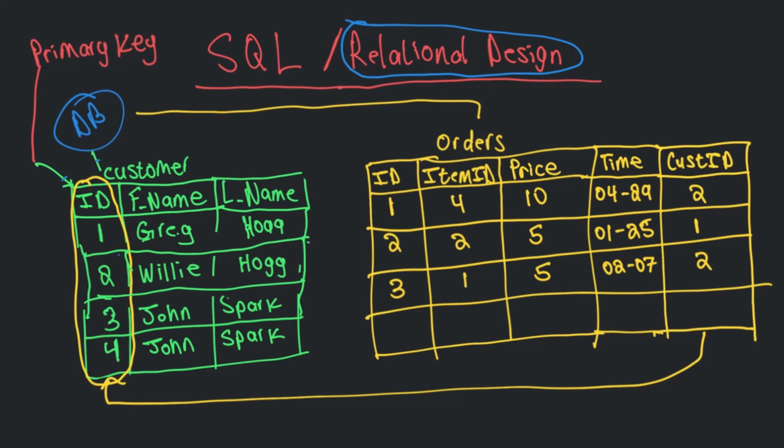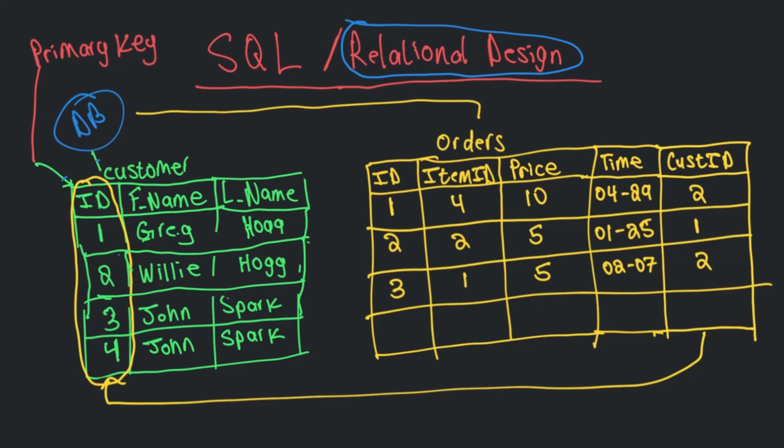Okay, so we have 3 rows in our orders table, 3 unique different orders where item 4 was bought and the price was 10, the date was April 29th, and who bought it, customer ID 2. Or if we look later, we could see that it was Willie, but from this table we don't have that information, but we can get it.